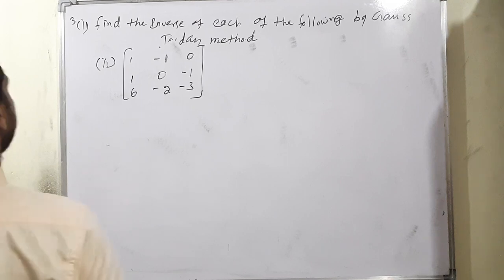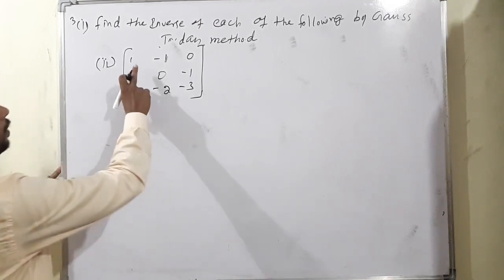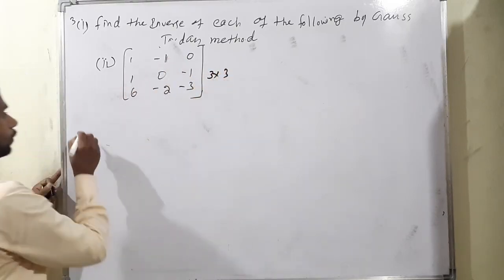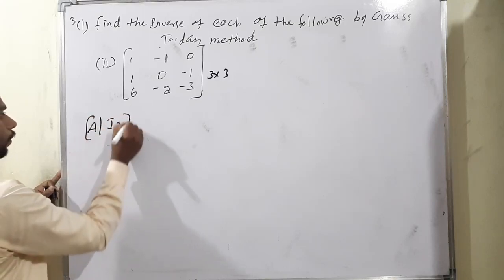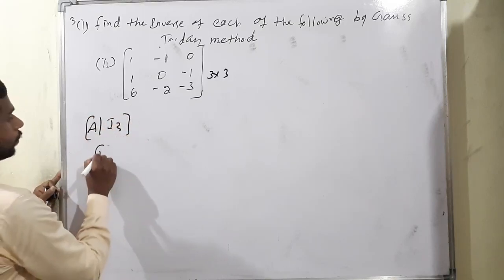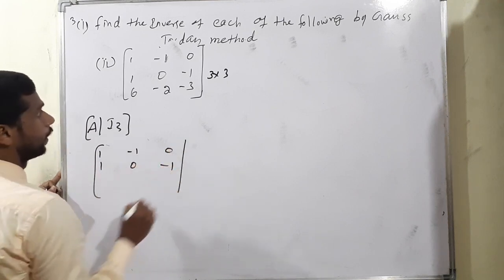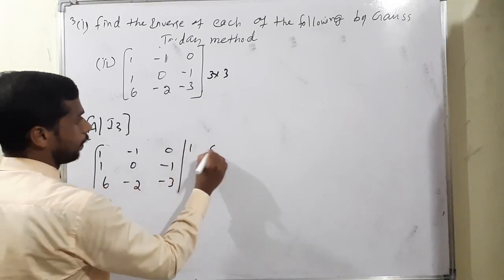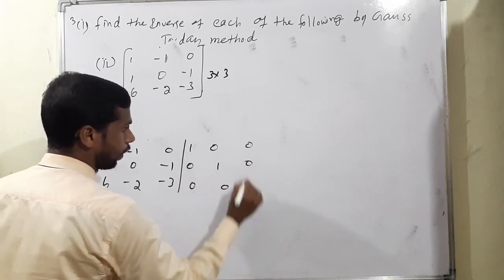So I am moving to subdivision 2, okay, from question number 3. What is the question? By Gauss-Jordan method, this is actually, we know, a 3 into 3 matrix. So 3 into 3 matrix means augment with I3. Therefore, the given matrix: 1, minus 1, 0, 1, 0, minus 1, 6, minus 2, minus 3, identity matrix 1, 0, 0, 0, 1.